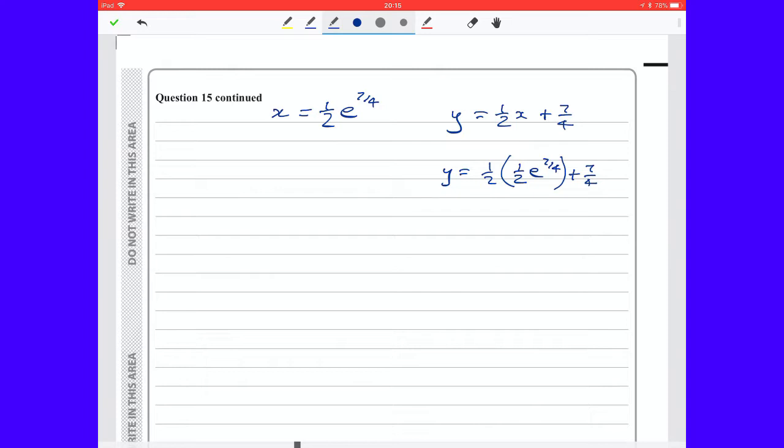which means the coordinates of Q are (1/2 e to the 7 over 4, 1/4 e to the 7 over 4 plus 7 over 4). And that completes the question.